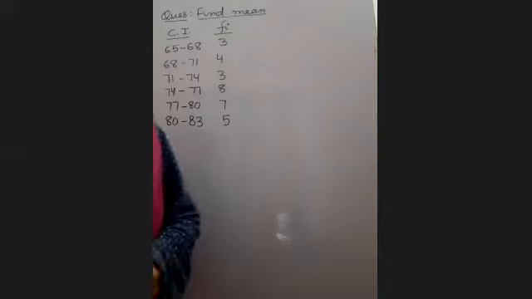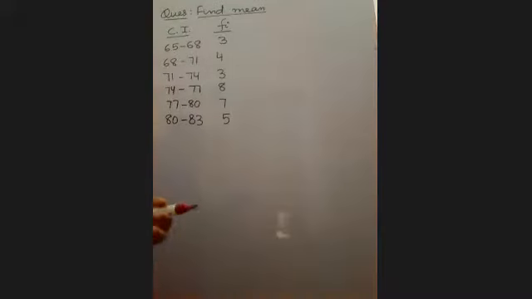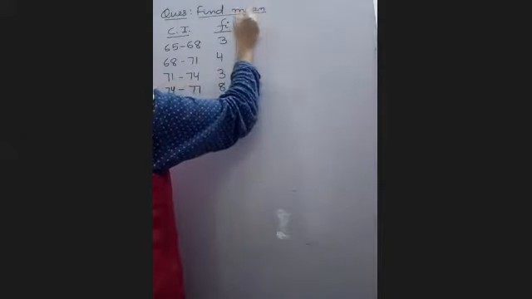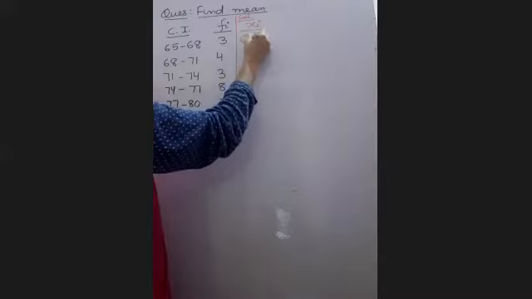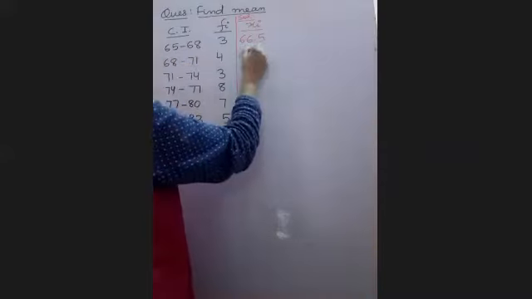Can you please tell me what is xi for the first interval, 65 to 68? What is the class mark, the midpoint? It is 66.5. So in the solution table, the first column would be xi's. For 65 and 68, the midpoint is 66.5. The next one, 68 to 71, has midpoint 69.5.